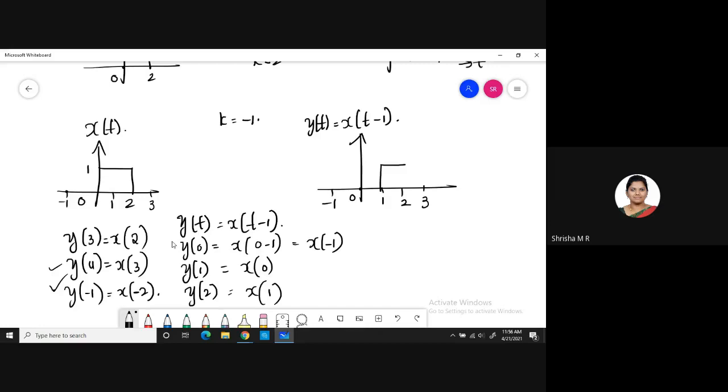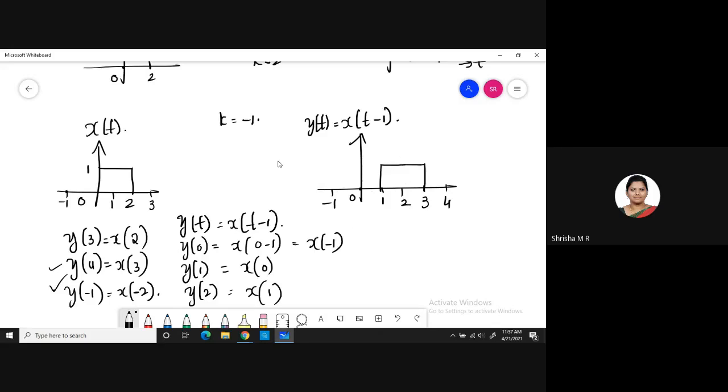Next, at y of 3, at the instant t is equal to 3 seconds, what is the instant you have at x of 2? You have 1, right? It's coming down, so it will be something like this. Okay, at y of 4, at t is equal to 4 seconds in y of t, it is equal to x of 3. You don't have any signal at x of 3, so that would be the signal.